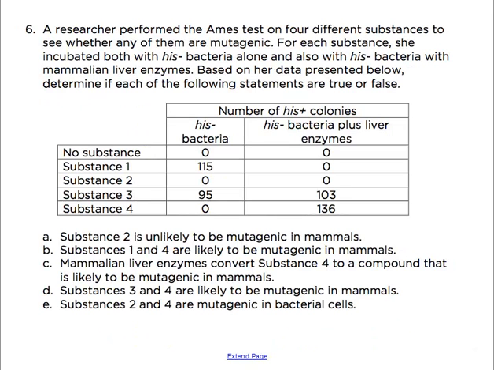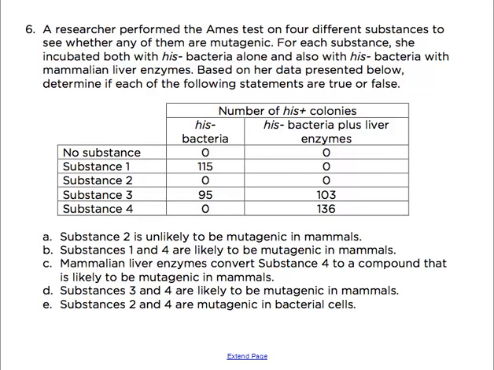Problem 4. A researcher performed the Ames test on 4 different substances to see whether any of them are mutagenic. For each substance, she incubated both with His minus bacteria alone and also with His minus bacteria with mammalian liver enzymes. Based on her data presented below, determine if each of the following statements are true or false.